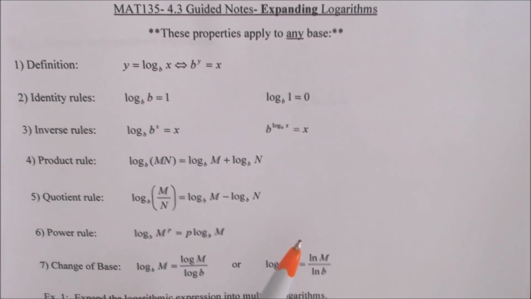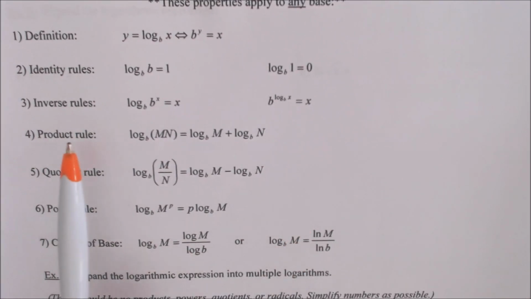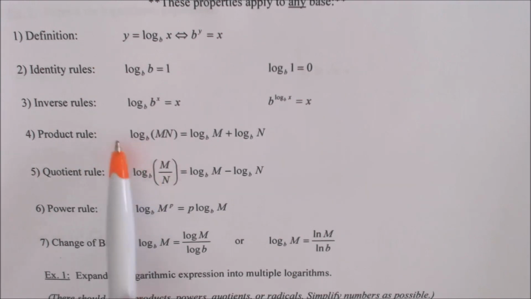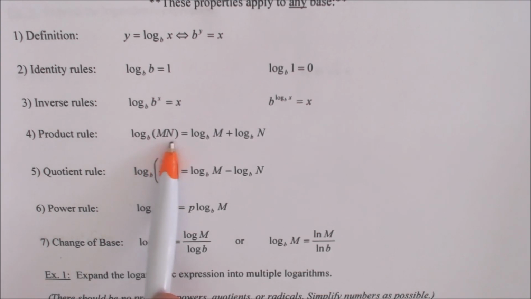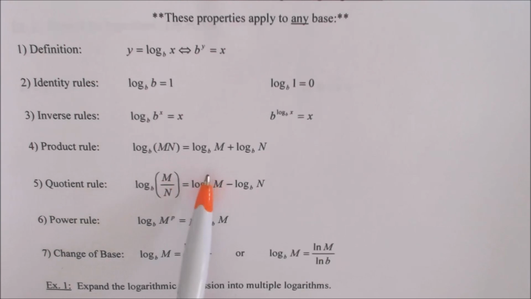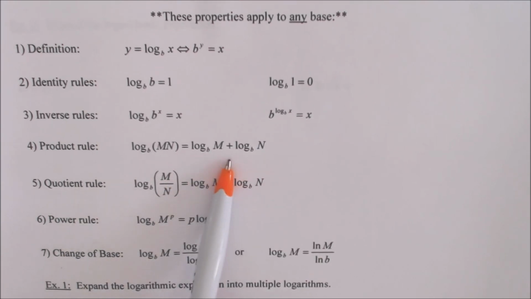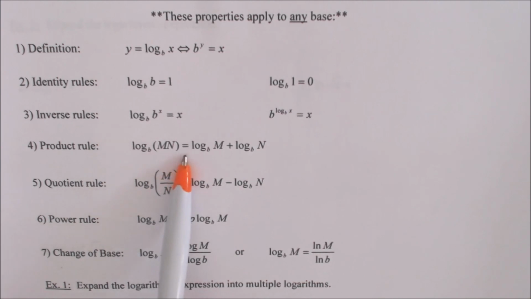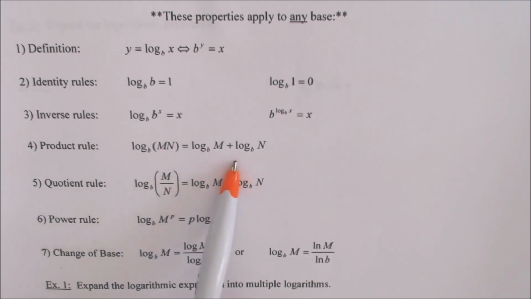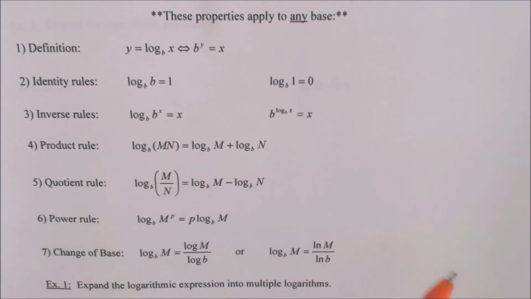But now we're going to add a few other rules to our repertoire. The product rule says that if you have the log, it doesn't matter what the base is, but if you have a log and you're multiplying two things together in the argument, if you want to separate that or expand that into two different logs, you can use addition. So in other words, log base b of m times n can be separated into log base b of m plus log base b of n.